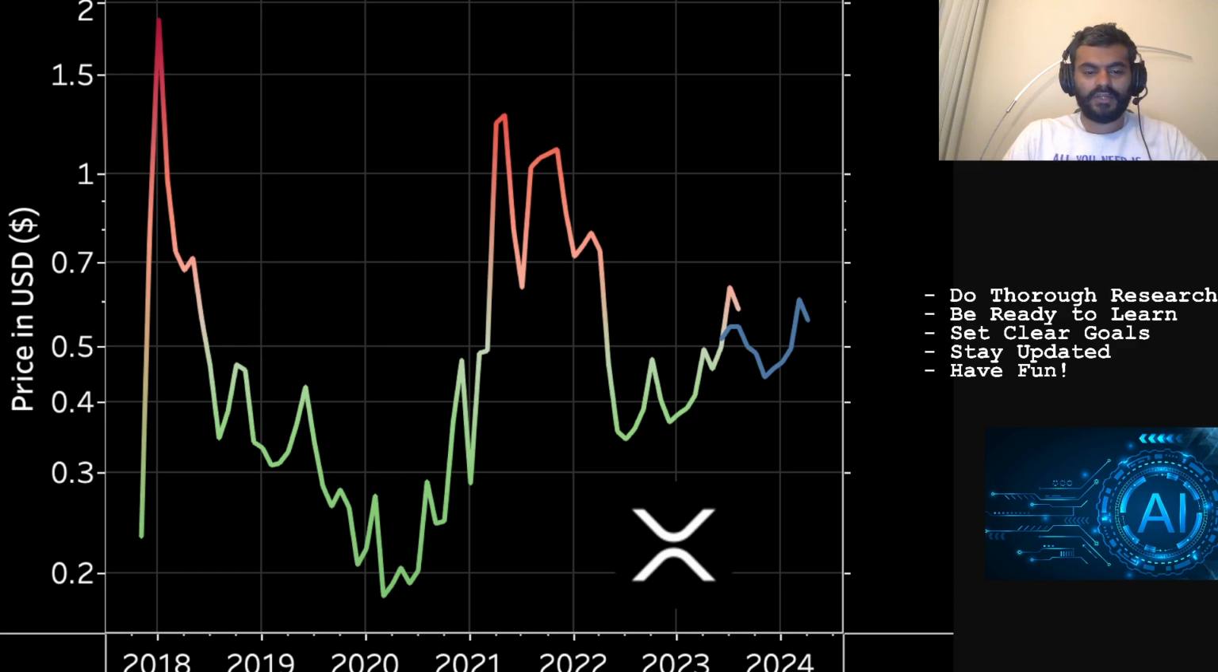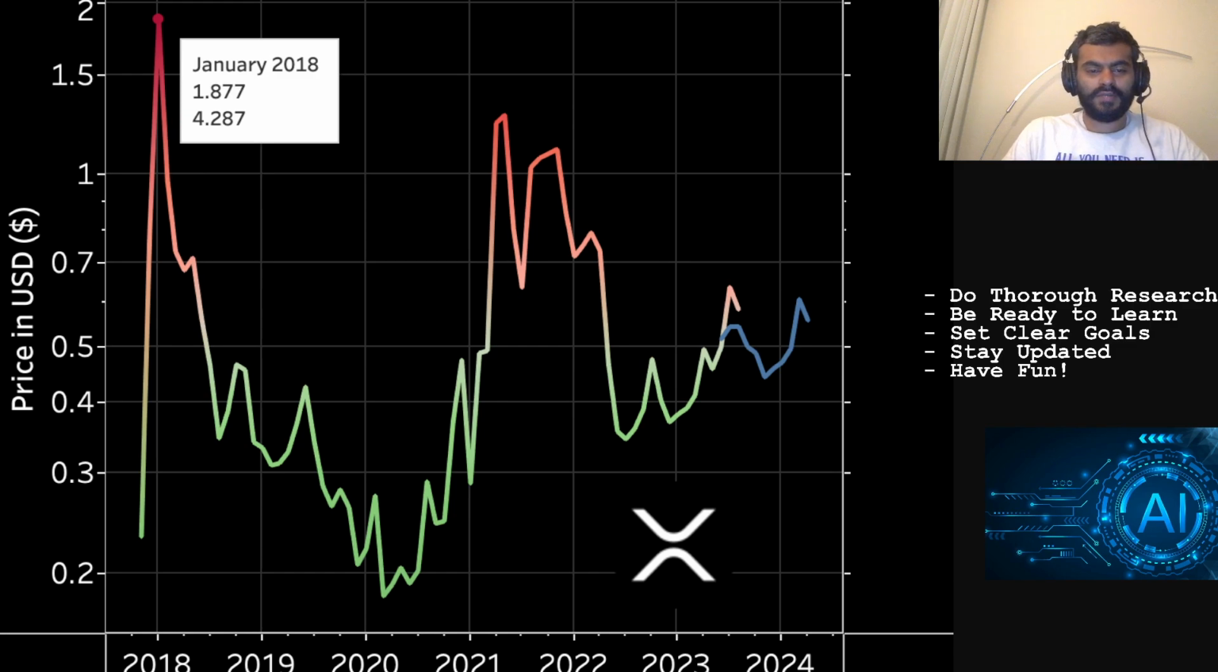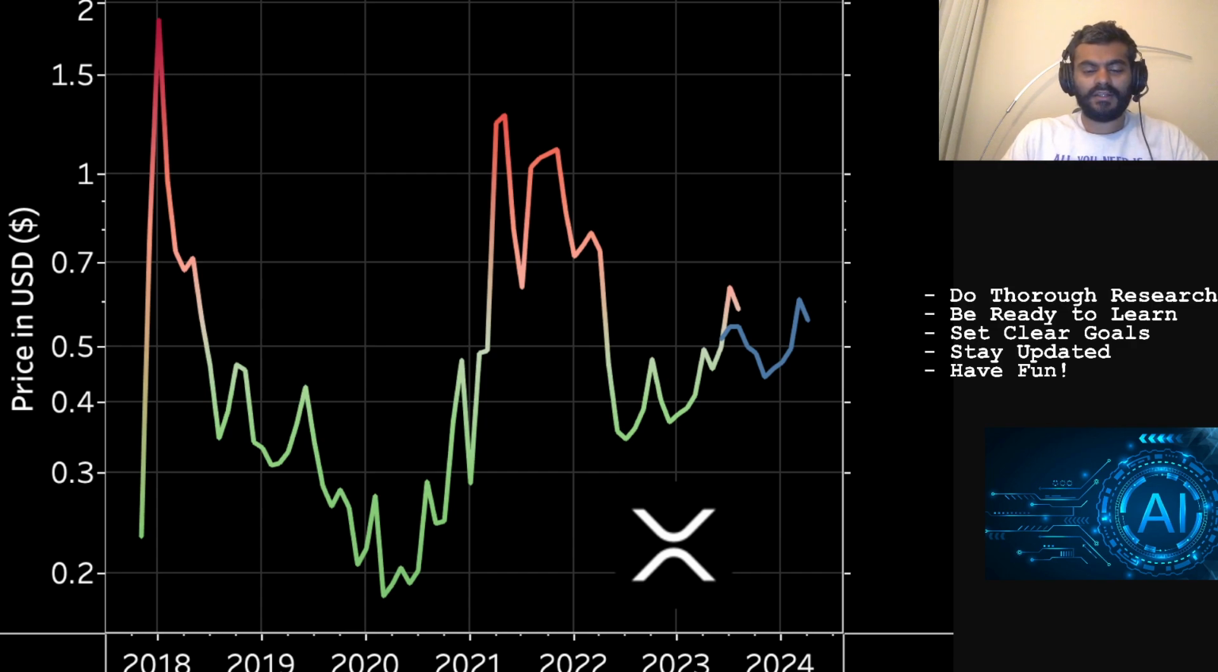These forecasts are created using a color-coded chart that you're seeing on the screen, color-coded from dark green to dark red based on a metric known as z-score, which calculates how far the price is away from the average price for the entire time series in terms of standard deviation. For example, in January 2018, when XRP's monthly average price was $1.87, that price was marked as 4.2 standard deviations away from the mean for the entire time series, starting November 2017 till August 2023.